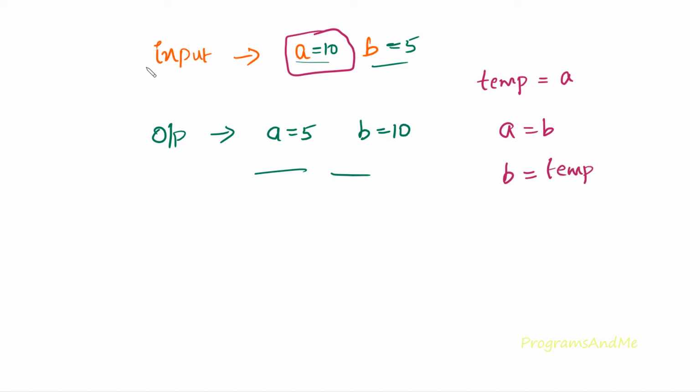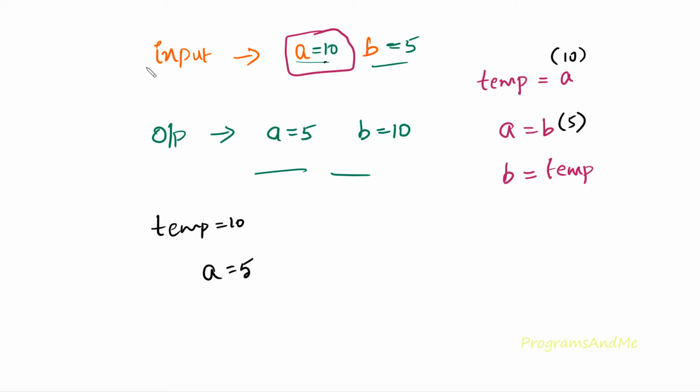So now I'll explain how this works. Temp is a variable, okay? I'll initialize that temp variable with A. A contains the value 10 here, so temp becomes 10. Next I'll store whatever value is present in B in A. B is nothing but 5, so now A becomes 5.